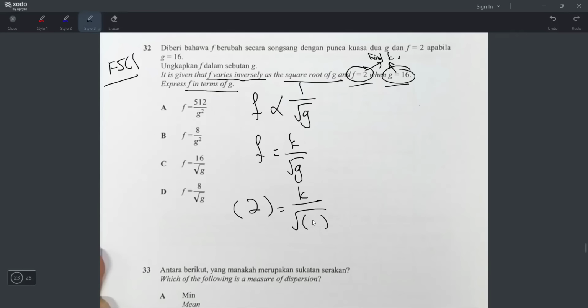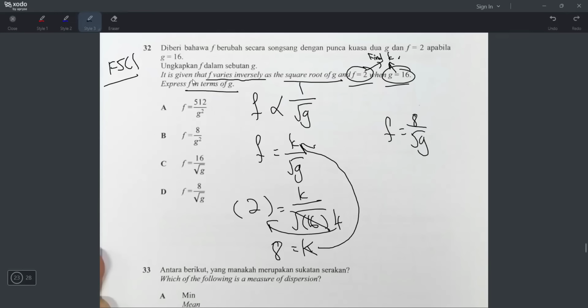So F is 2 and G is 16 like this. Okay, square root 16 you press, you get 4, so your K will be 4. Pindah sini jadi times 4. 2 times 4 is 8. After you get your K, rewrite the K inside here. So it becomes F equals 8 over square root G.